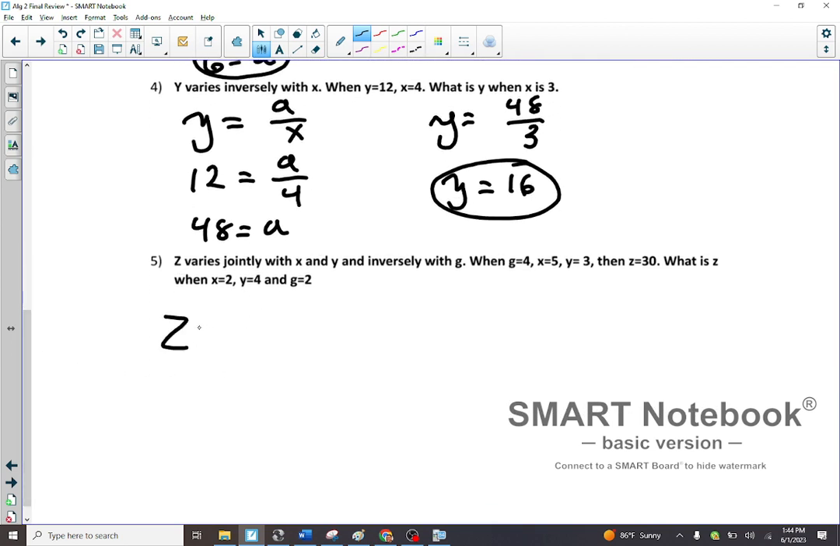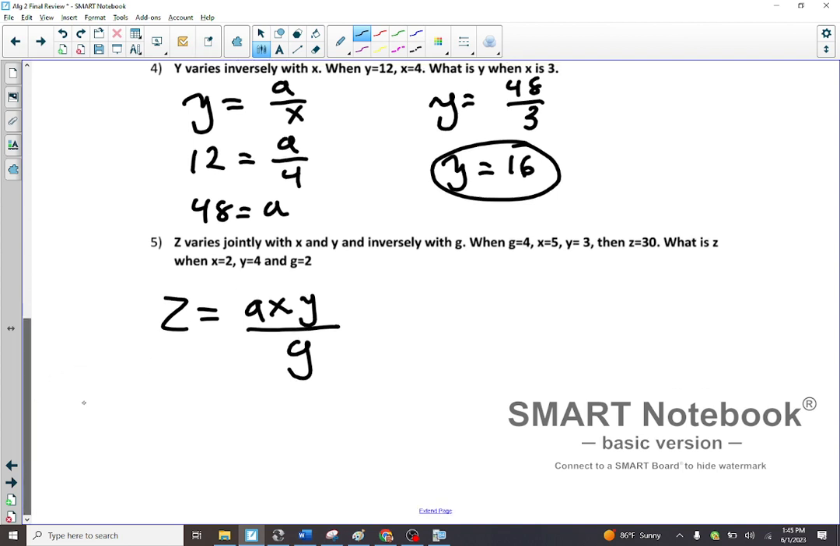Z varies jointly with x and y. So since x and y are joint, they're going to be on the top, x and y. And inversely with g, so g is on the bottom in this case. So this is your setup for the equation.